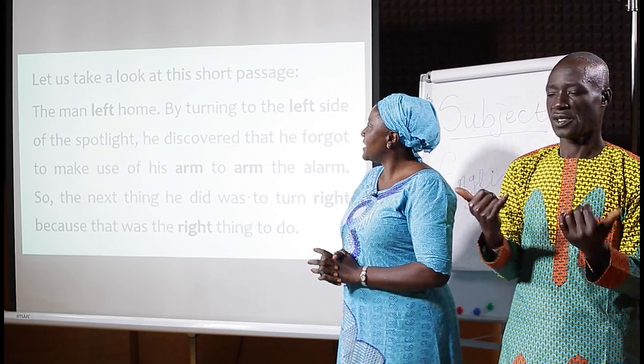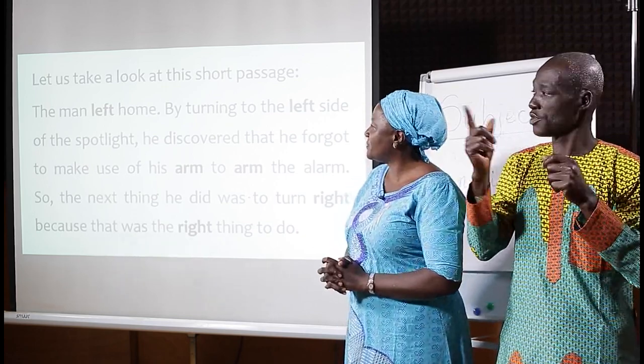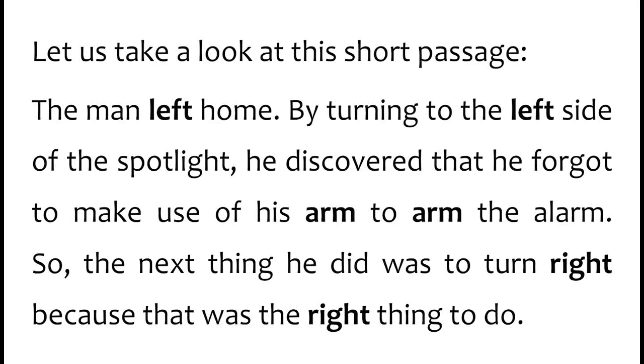Now, let us take a look at this short passage. We're talking about homonyms here. So the passage says, the man left home. By turning to the left side of the spotlight, he discovered that he forgot to make use of his arm to arm the alarm. So the next thing he did was to turn right because that was the right thing to do. I'll take it again.